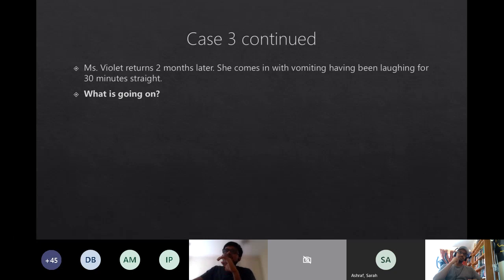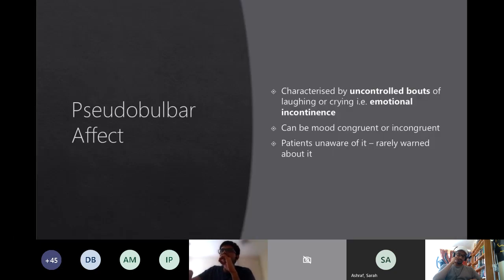So yeah, this is pseudobulbar affect, and this is something that can occur independently, but can also occur in up to 50% of cases of motor neuron disease. Most people don't present with it. But it's characterized by uncontrolled bouts of laughing or crying. Doctors call it emotional incontinence.